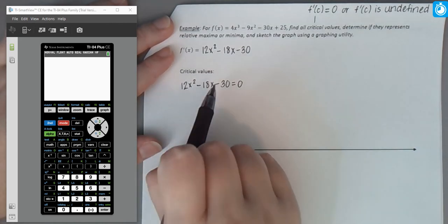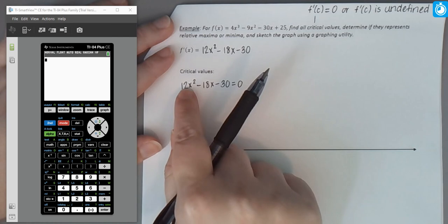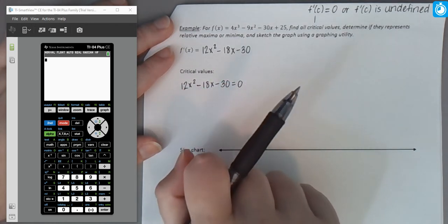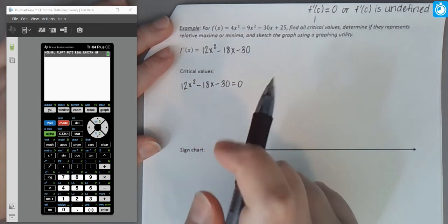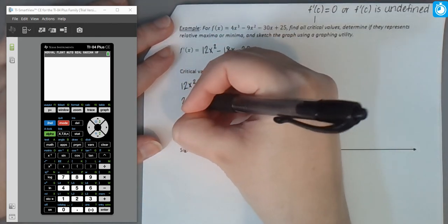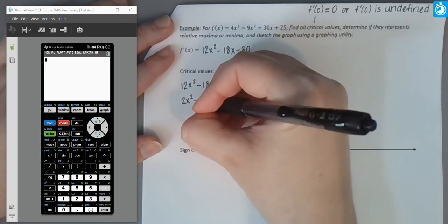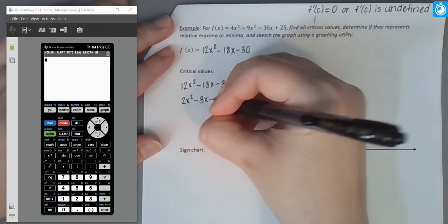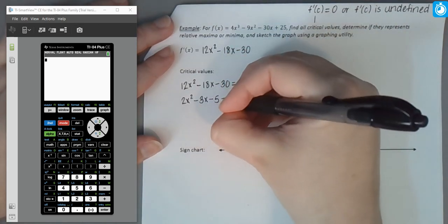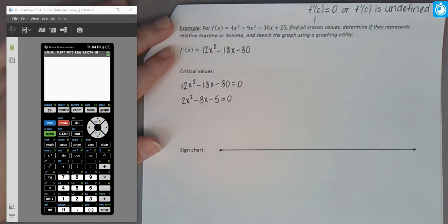First thing I noticed that's going to make my life a little bit easier, notice we could actually divide out some common values. Each of these is divisible by 6, so we could divide out a common 6 from all three terms. That would give us 2x squared minus 3x minus 5. And if you divide 6 from the other side, you still have 0. So that's good. Now, we need to factor this. I'm going to show you a shortcut for factoring that will make your life a lot easier.